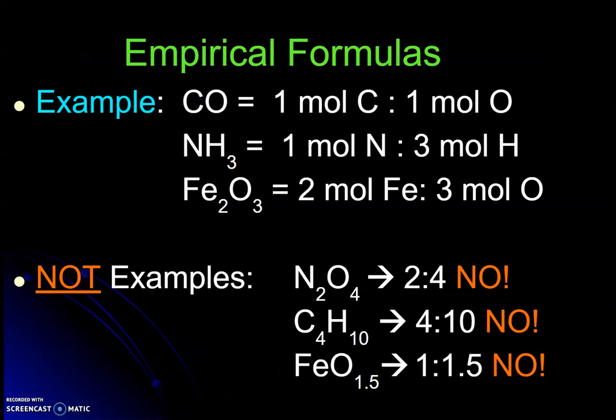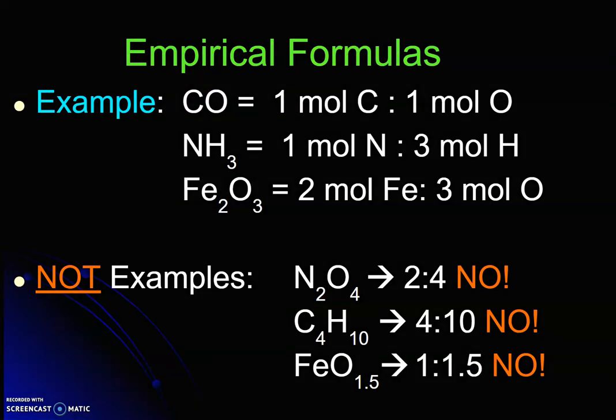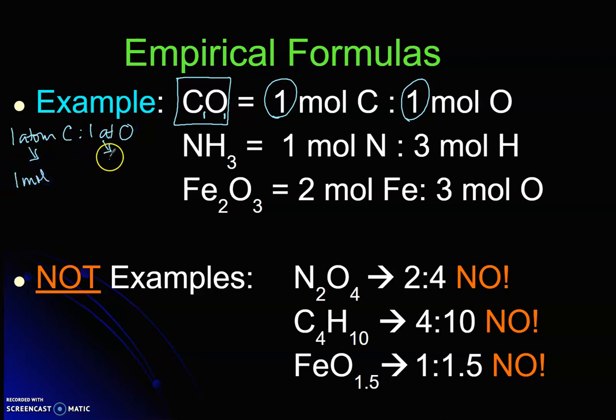Okay? So here are some examples of things that are empirical formulas and are not. Okay, so CO, which is your carbon monoxide, it has an implied one here and an implied one here, which means I have 1 mole of carbon for every 1 mole of oxygen. That one atom of carbon for every one atom of oxygen can be multiplied by 6.02 to get 1 mole. So it's very, very easy to use our mole calculations in pretty much everything that we do.